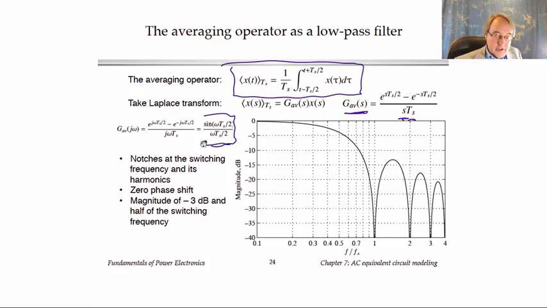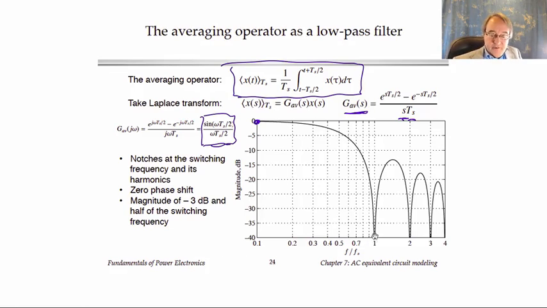It's a purely real number. There is no imaginary part, so there is zero phase shift in this operator. And it has a magnitude whose plot looks like this. So here I plotted the magnitude in decibels versus frequency on a logarithmic scale, like in a Bode plot. And what you can see is that at low frequency, say for example at 1/10 of the switching frequency, the magnitude is 0 dB, or basically 1, and there's zero phase shift, so the signal passes through this averaging operator unchanged.